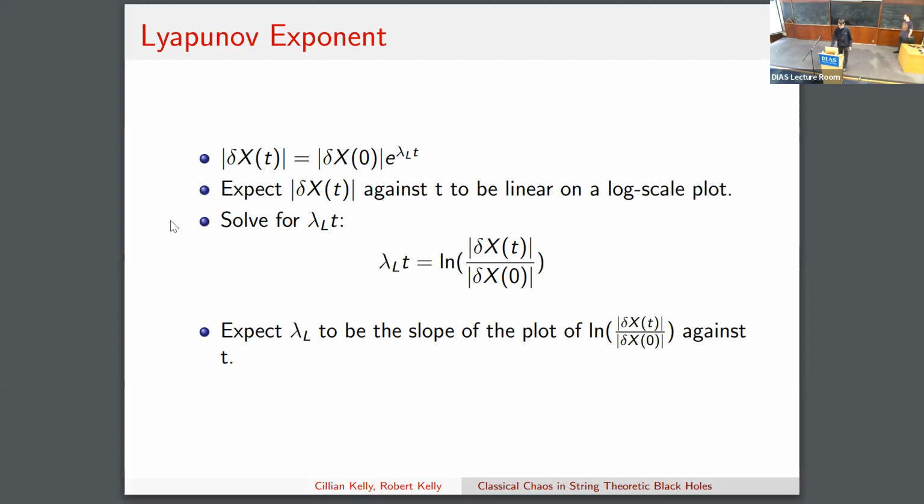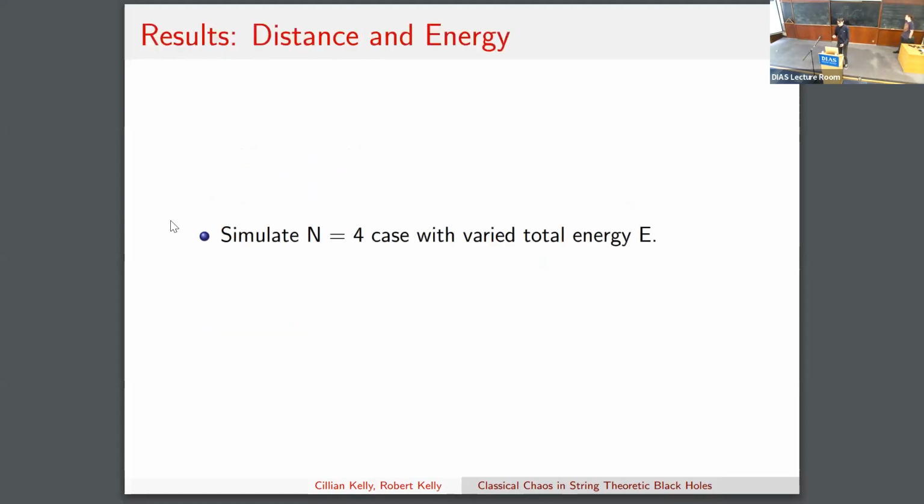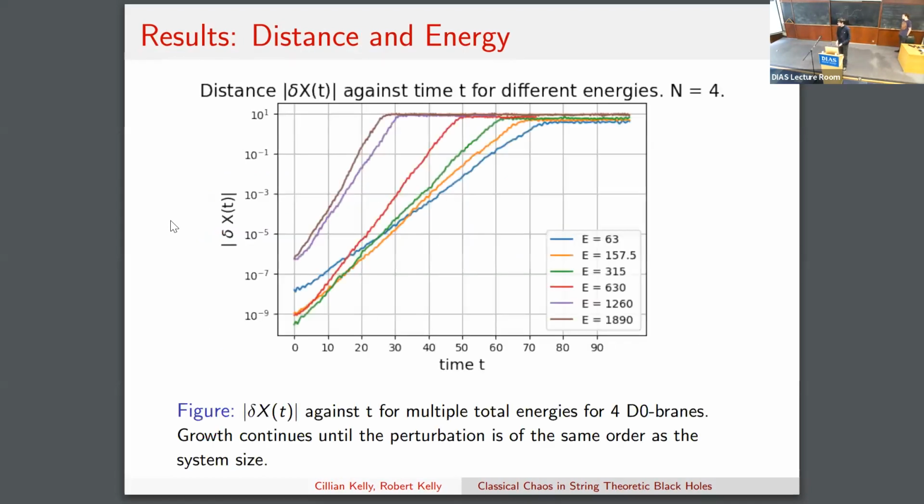So to go into some of the results we found, we've done 6 n equals 4 simulations with different total energies for each simulation. And this shows the 6 data sets, each in a different color.